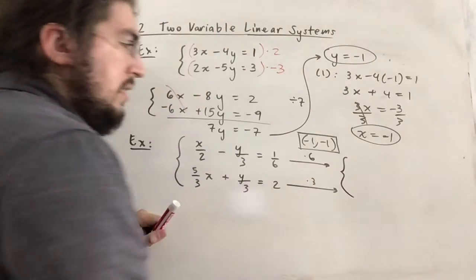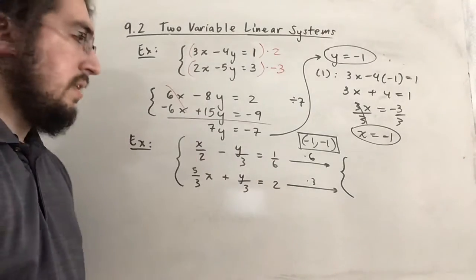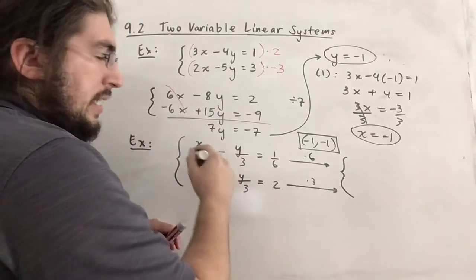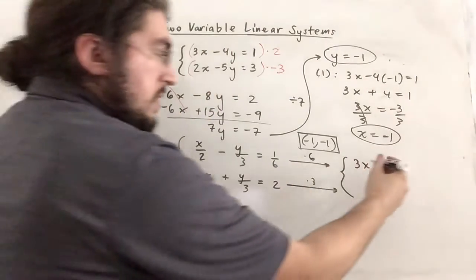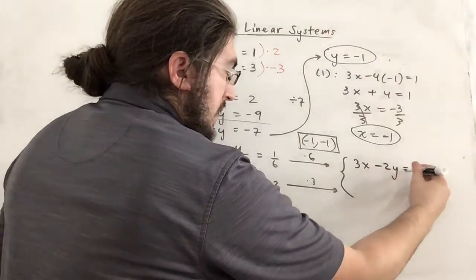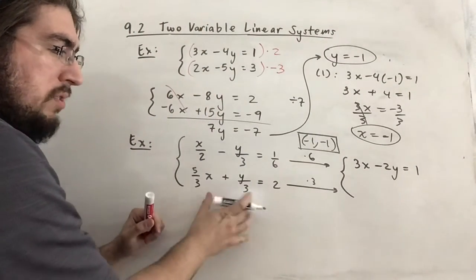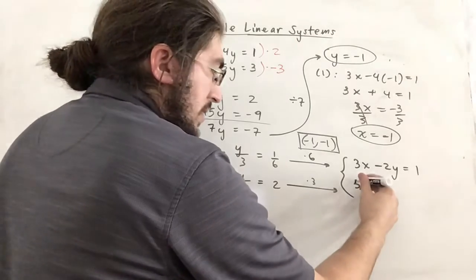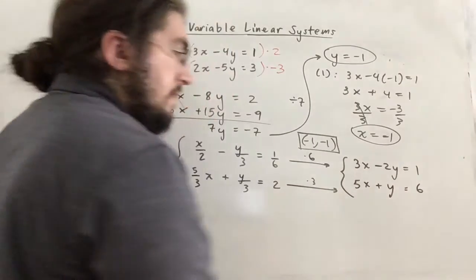And we get now a new system that will have the same solutions because multiplying by a number doesn't affect the solutions, as it turns out. 6 times 1/2 is 3, so that's 3x. 6 times negative 1/3 is negative 2y. And 6 times 1/6 is just 1. 3 multiplied to these just cancels the 3's, so we end up with a 5x plus y. And then 2 times 3 is 6.